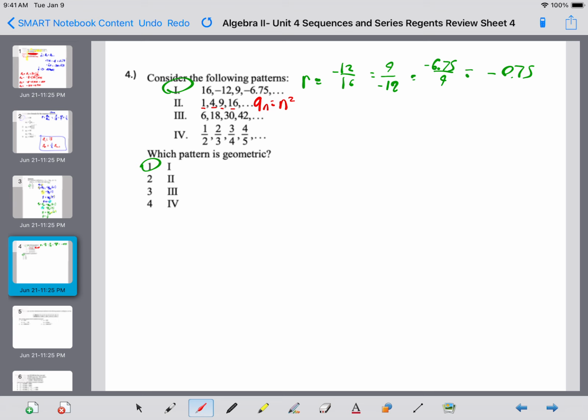Let's check if this has a common difference. 18 minus 6 is 12. 30 minus 18 is 12. So that's arithmetic. You could use your arithmetic sequence formula to find that one.